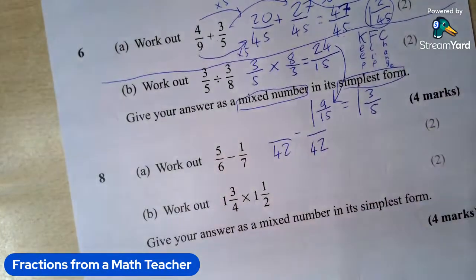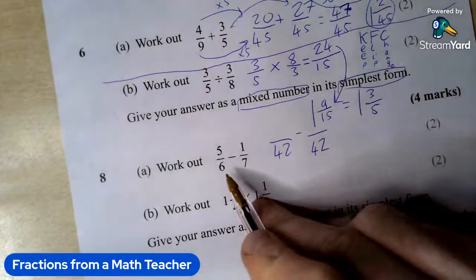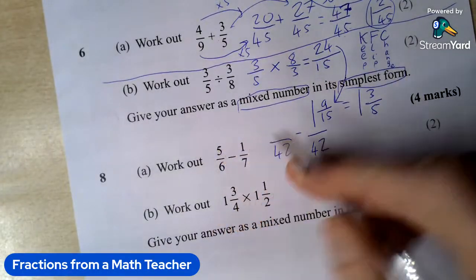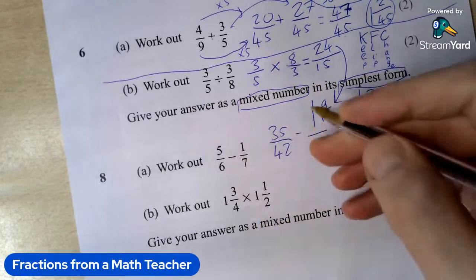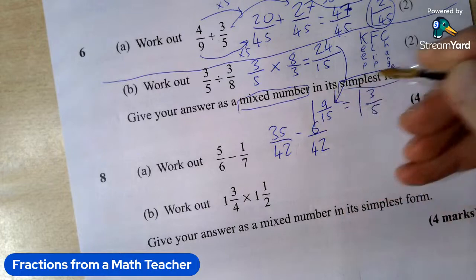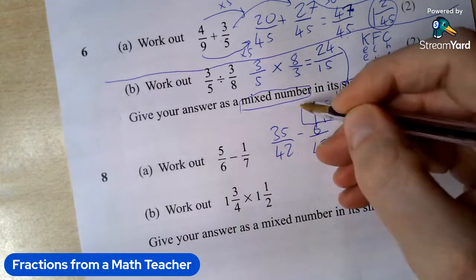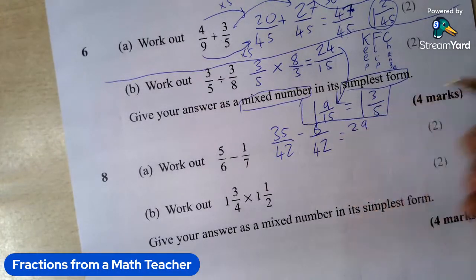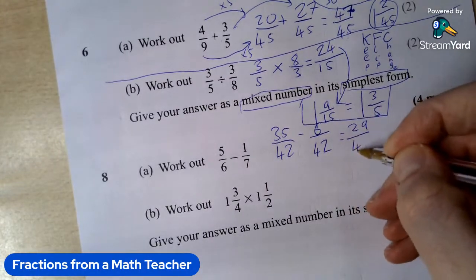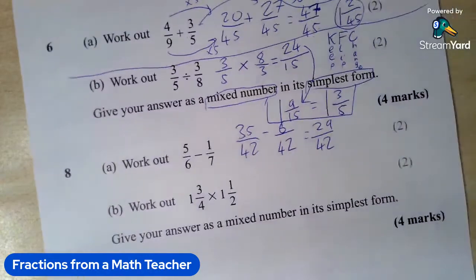I'm going to go through it a bit quicker now because you should have an idea of it. So then 6 times 7 is 42. 5 times 7 is 35. 7 times 6 is 42. 1 times 6 is 6. So that question's getting in my way. Right, 35 minus 6, that is 29. And then over 42. And that one can't be simplified anymore.